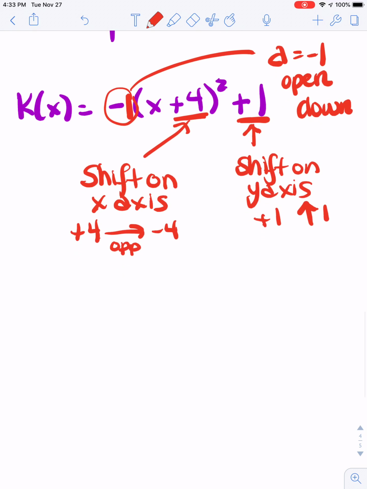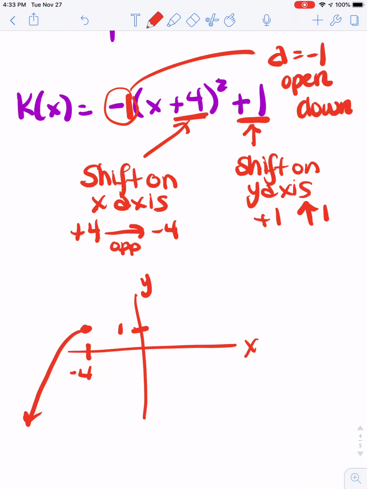Now the good news is we can actually get these labeled. So if this is my x and y axis, if I go up 1, and if I go to negative 4, that means I'm going to go 4 over here. Where those two come together, that's going to be my vertex point. And if it opens down, it's going to look like this.